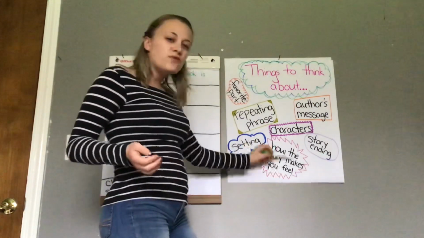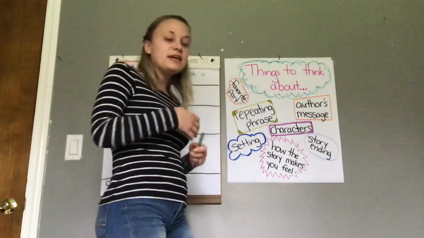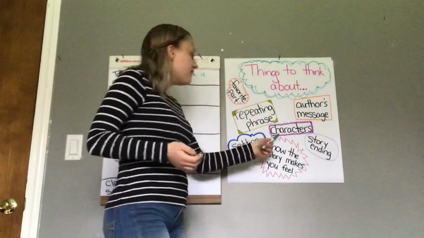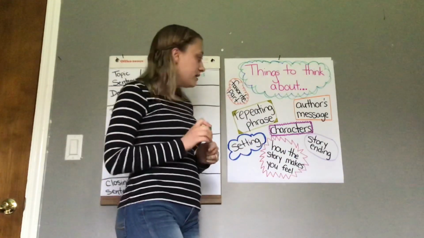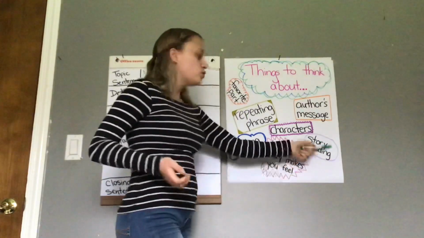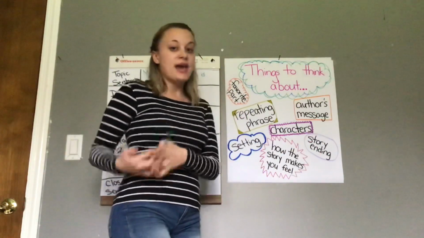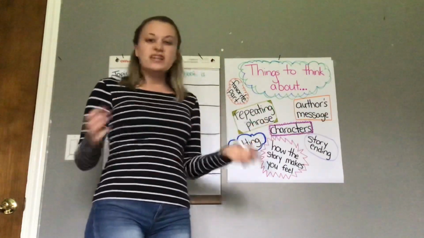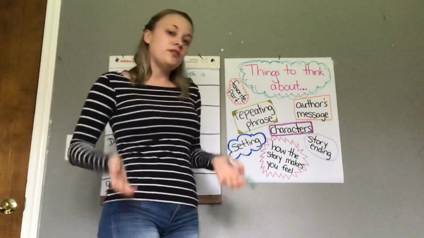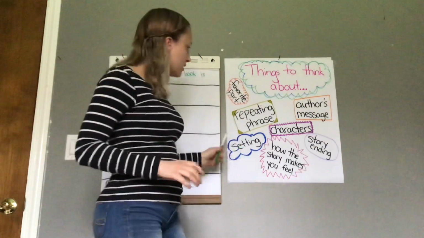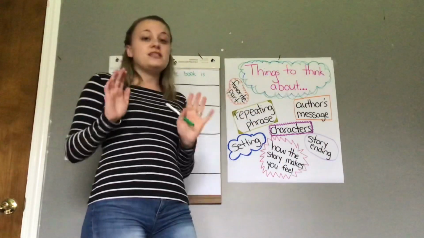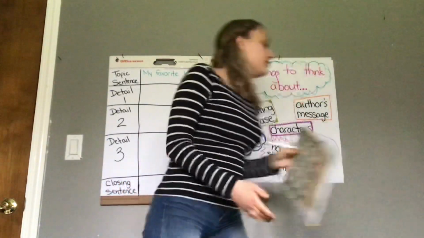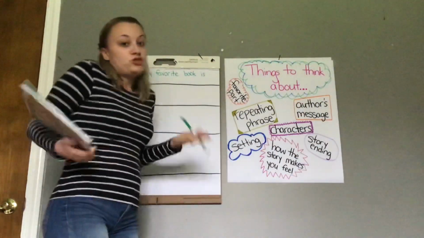Maybe the story makes you feel a certain way, like happy, excited, silly. Maybe one of the books made you feel silly. If you have some favorite characters in the story, you could write about that. How the story ended. Some people really enjoy the ending of a story, and that's what makes it their favorite book. And then author's message. We like to talk about that a lot in first grade, like what the author wanted you to learn from a story. So these are all just ideas of things that you might want to think about when you're choosing your favorite Mem Fox book.